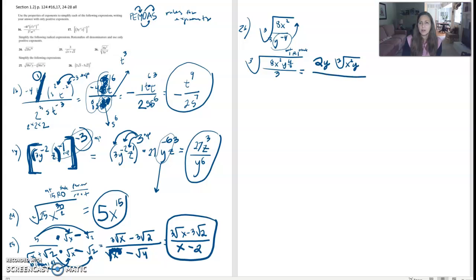And then in the denominator, I'm just going to rewrite it as the cube root of 3. I'm going to give it its own little symbol there. I know the problem wrote it as one big cube root, but you can separate it. The top is taking the cube root, the bottom is taking the cube root, and I just think it would be easier if I separated those two. So let's keep going here.